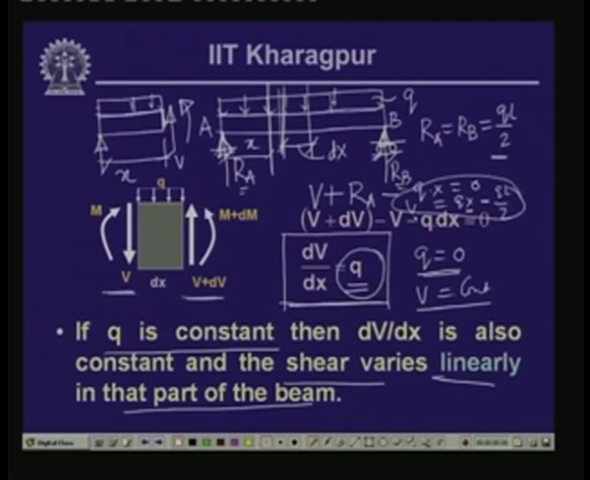Hence, the variation of V will be linear when we have uniformly distributed load. This we will discuss further through the examples, and you will see, if we have uniformly distributed load, what is the value of the shear at different locations along the length of the beam.